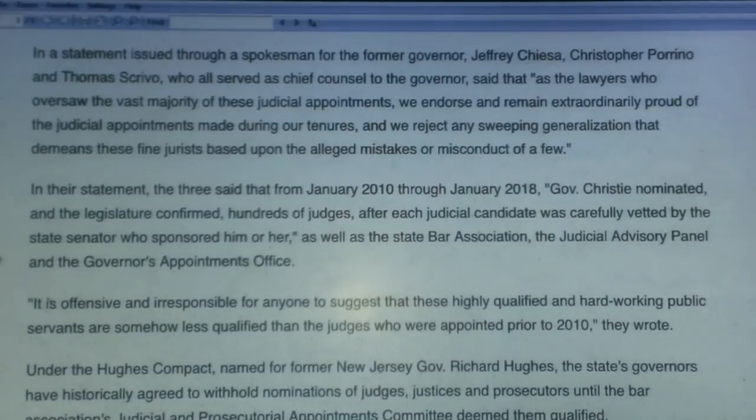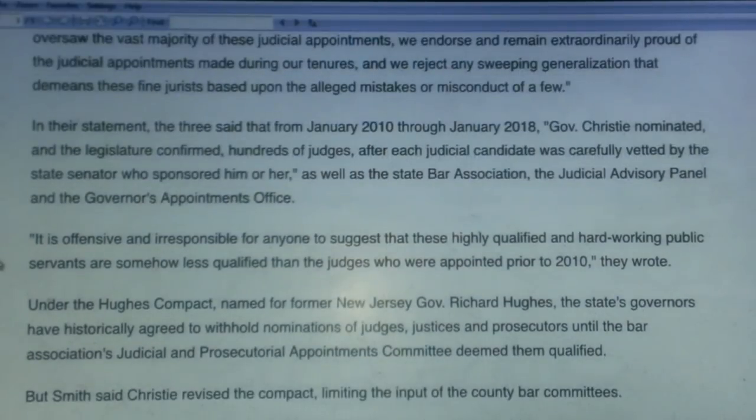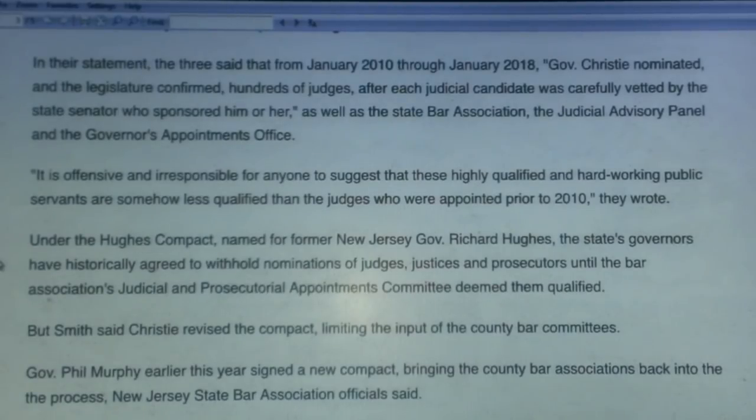This is crazy. This is crazy. It said it is offensive and irresponsible for anyone to suggest that these highly qualified and hard-working public servants are somehow less qualified than the judges who were appointed prior to 2010, they wrote.